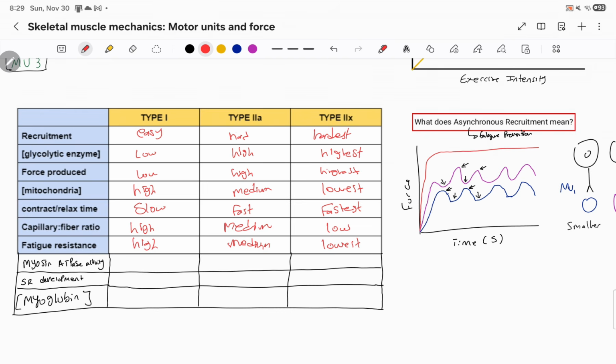Okay. A couple other ones that I added in here because I thought they would be important is myosin ATPase activity. So remember the myosin head had the two binding sites, the actin binding site and then the ATP binding site. And within the ATP binding site, there's a myosin ATPase, right? That enzyme has different isoforms.